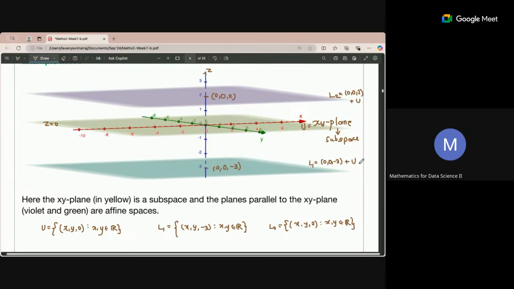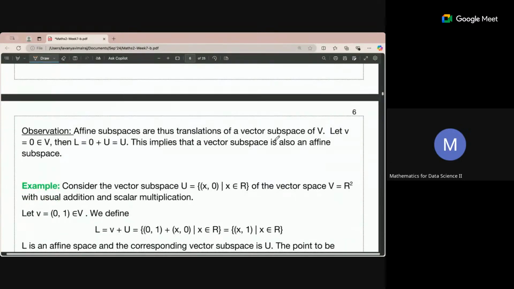So you see, they are translations of subspaces. You may not be able to view this geometrically in every scenario, but as far as we are able to, you can observe that affine spaces are parallel to some subspace. In fact, they are exactly translations of some subspace. So affine spaces are translations of a vector space U. If V, the zero vector, belongs to U, then L is equal to 0 plus U, which is equal to U. This implies that every vector subspace is also an affine subspace. So every vector space is also an affine space.